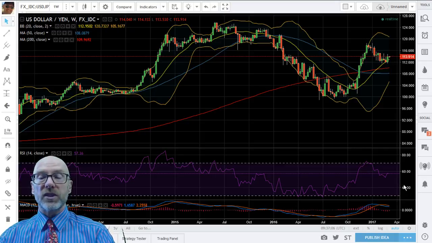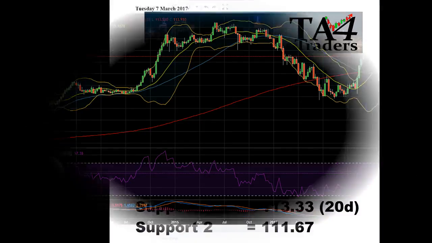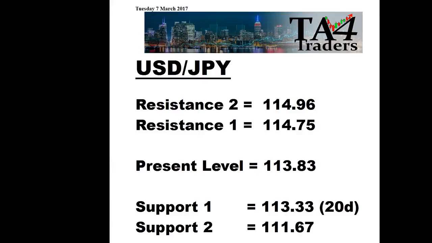RSI is still positive, not a different picture than we're seeing on the daily, but it seems to have broken its own downtrend. MACD is actually still quite negative because of this downtrend that's been in place since December. But overall, one would be positive on the dollar on this picture. On the support and resistance levels, the resistance is at 114.75 and at 114.96, and then the first support comes in at the 20-day 113.33 and 111.67.